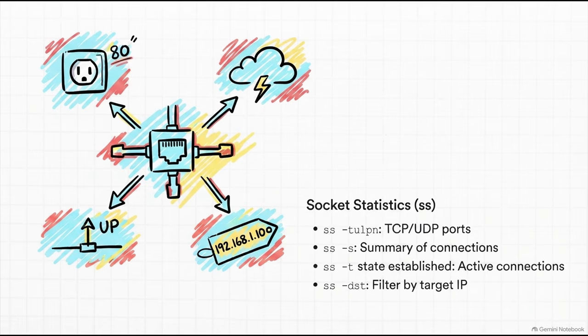This is crucial because if a rogue program is taking up a port, you need that ID to shut it down. If you just want a really quick overview of what your machine is up to, ss -s gives you a high-level summary of active connections. You can also filter down to just the connections that are actively connected right now using ss -t state established, or trace exactly what your machine is communicating with by filtering for a specific target IP using dst and the IP address.